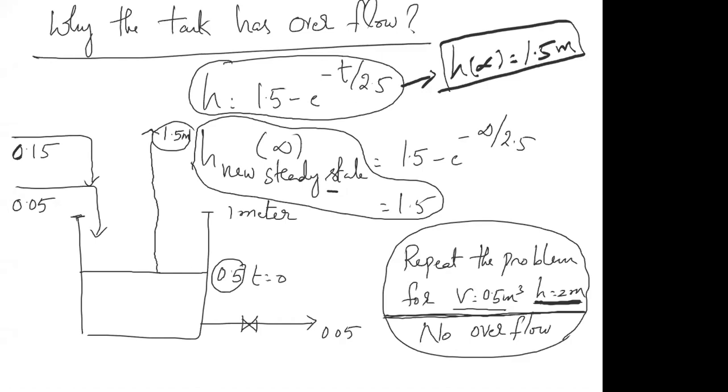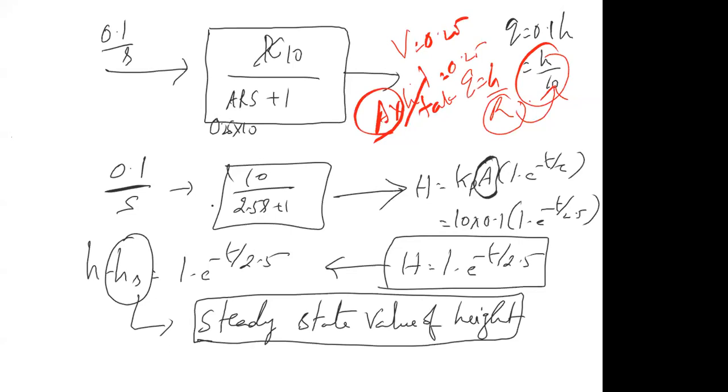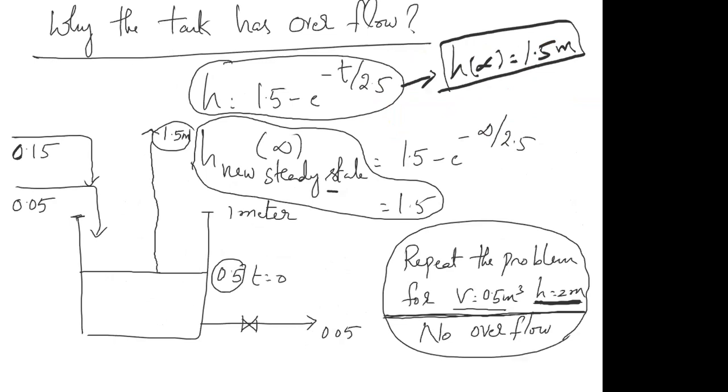Somebody is asking, where is Kp into A? Why are you saying Kp into A? That A is different, this A is different. Don't get confused with this A. This A is not area, this is the magnitude of step change. This is 0.1. Magnitude of step change.